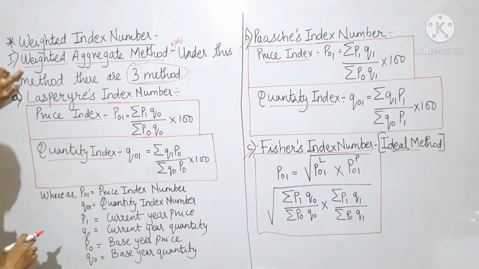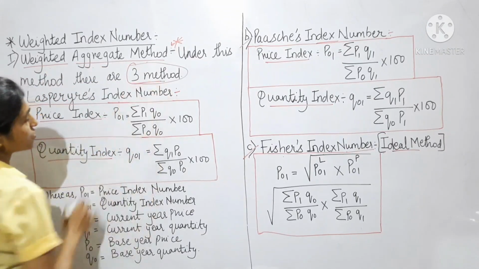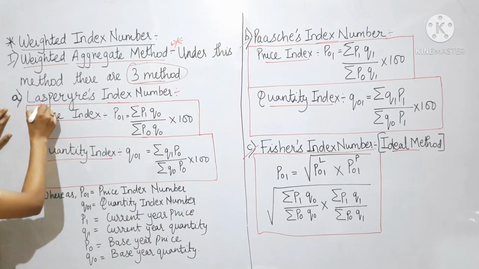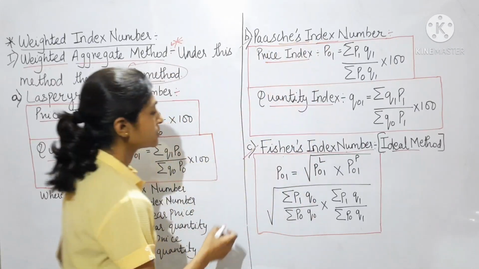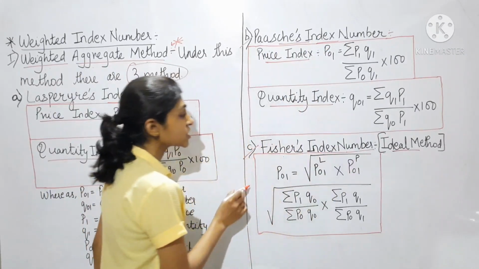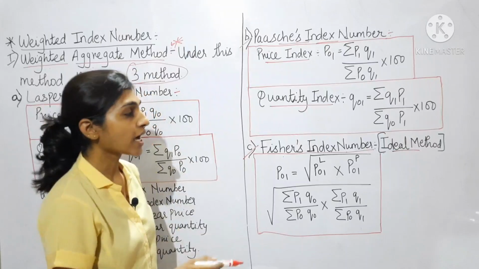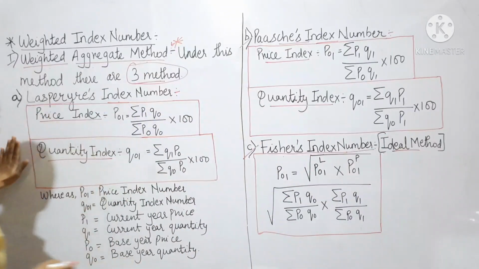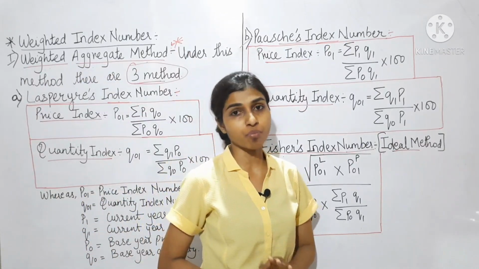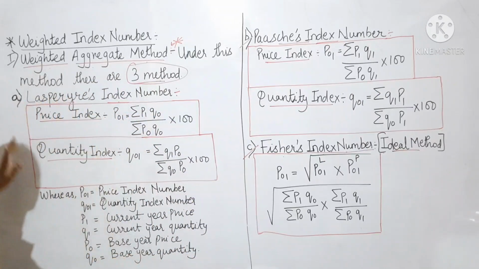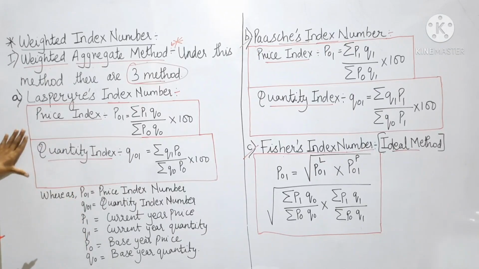Under the weighted aggregate method, there are three methods. First is Laspeyres index number, second is Paasche's index number, third is Fisher's index number. Fisher's index number is also called the ideal method or Fisher's ideal method. These three index numbers, Laspeyres, Paasche's and Fisher's, are very important in your syllabus. So to find Laspeyres index number, the formula is given on the board.